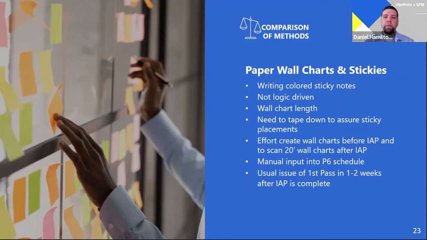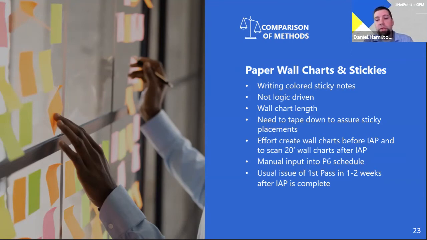So I did a comparison of wall chart method versus NetPoint, and I want to show some pros and cons of both. So with the paper wall chart and stickies, a planner or the engineering discipline must go and write every sticky note for every deliverable. And most of the time, in my experience, we get all finish dates instead of a start and a finish of an activity. So that doesn't allow us to understand where an activity started, or to help put logic together in the schedule.